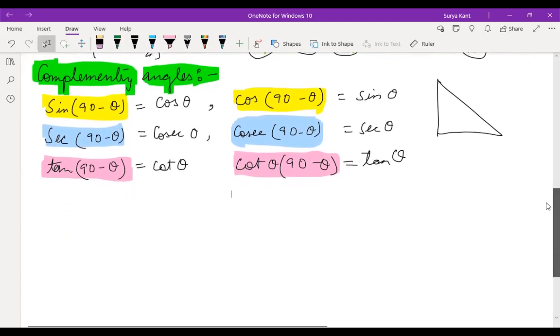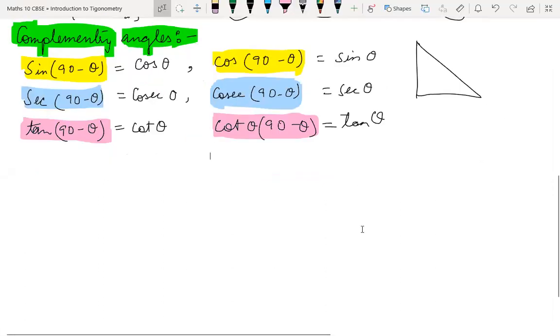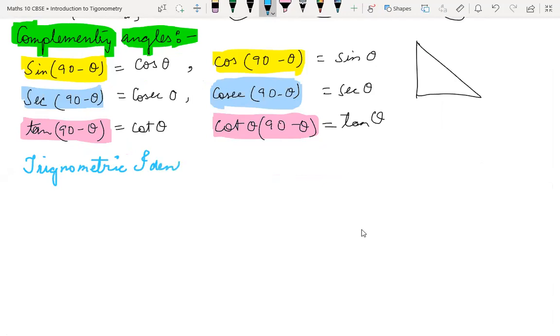Next we are going to start with trigonometric identities. What is an identity? An identity is nothing but one, right? Trigonometric identities.